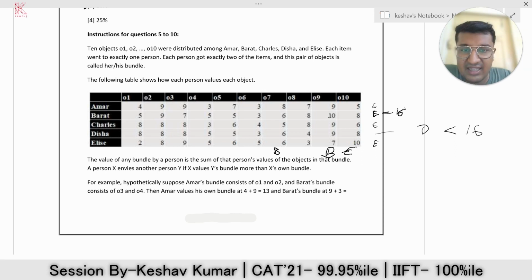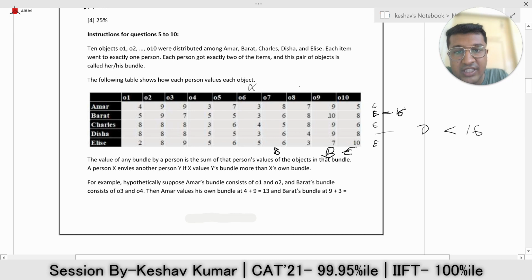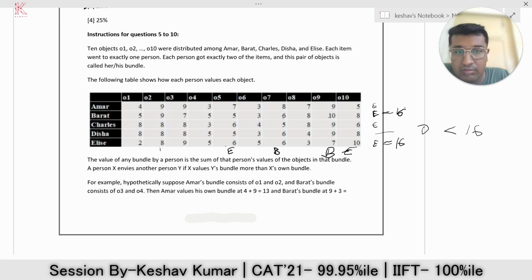I hope that's clear. Let's do a similar analysis for E, and we will find that he can't get O8, O6, O4, O3 and O2. So he can't get any of these bundles, and O8 as well. Sorry, yeah. So the only bundles left are O5 and O2. Again, he can't get O2 because that would make his sum 18, which is more than 16. So he must get O5 as the bundle, and that will make his sum 16. Moving on to the next part.